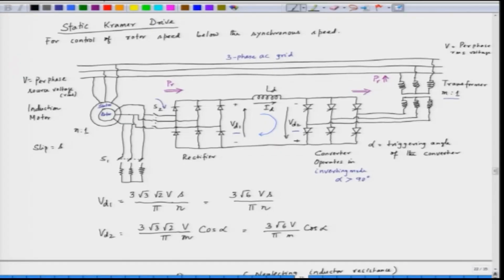In the last lecture, we were discussing the slip power recovery scheme, and in fact, one type of drive called a static Kramer drive. The static Kramer drive looks like this. We have a rectifier in the rotor circuit, then we are recovering this power P r and feeding this power back to the supply.